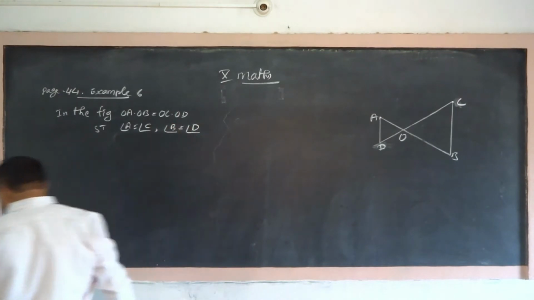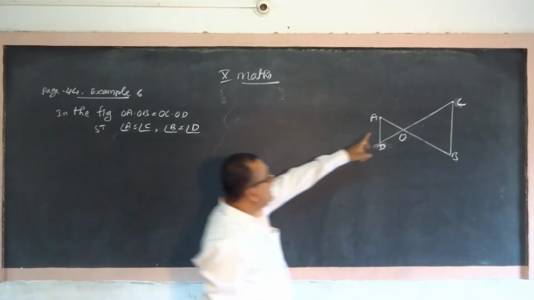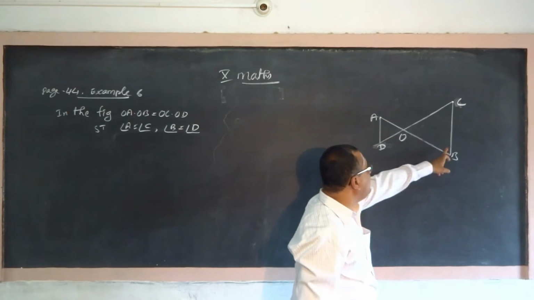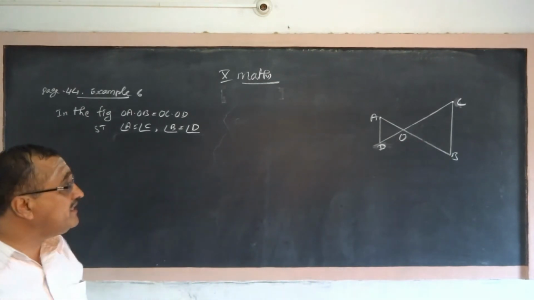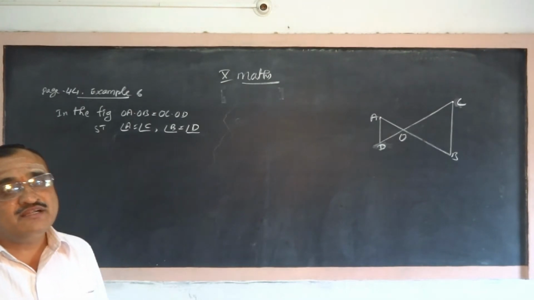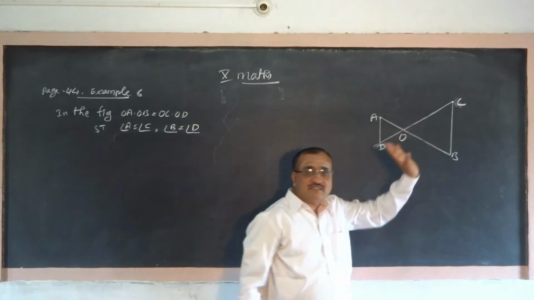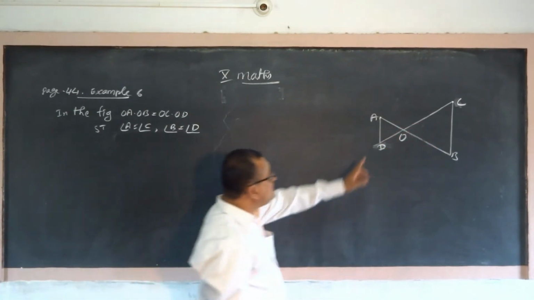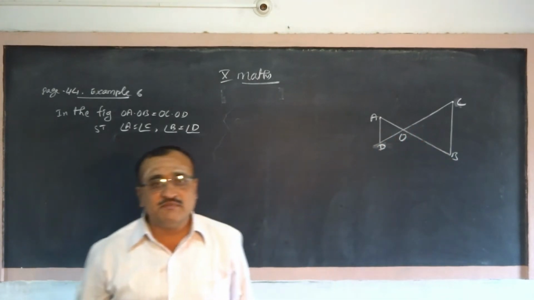Very simple problem. We have to show that angle A equals angle C, and angle B equals angle D. This is possible only when these two triangles are similar. How do you show that these two triangles are similar?